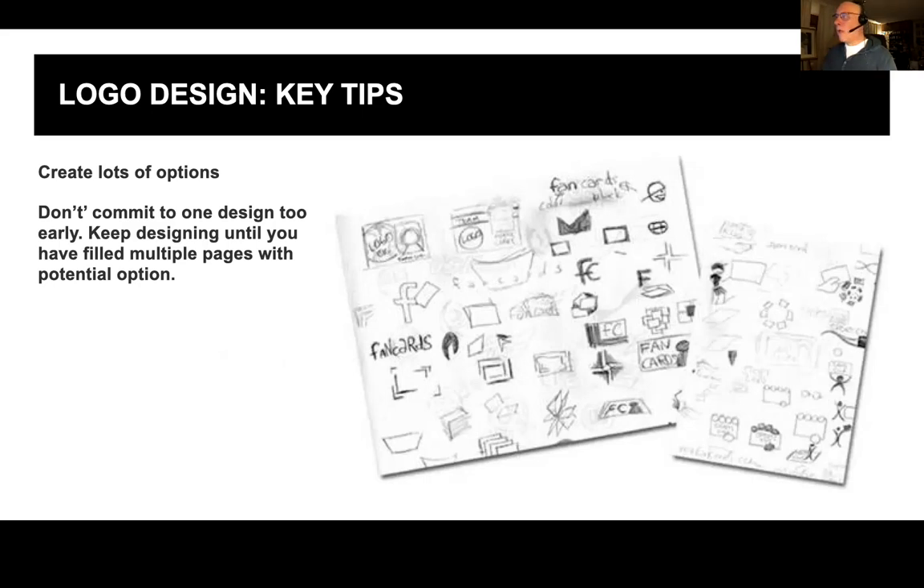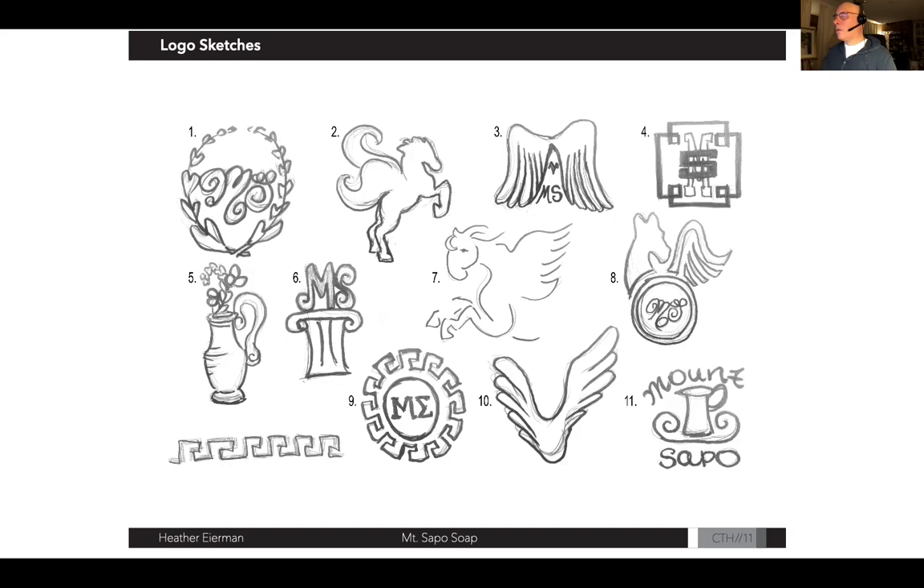So this is Heather Ironman's work she did for Mount Sapo soap, which was one of our made up products. So we got some wreaths with an MS, a winged horse, some wings, a Greek key, an urn, a column. Oh, it's another winged horse. These two ideas are redundant. Don't do that. You want to have 12 unique ideas, not the same one different ways. The reason for that is you really want to wait to refine the 3 best ideas and figure out the best version of each one.